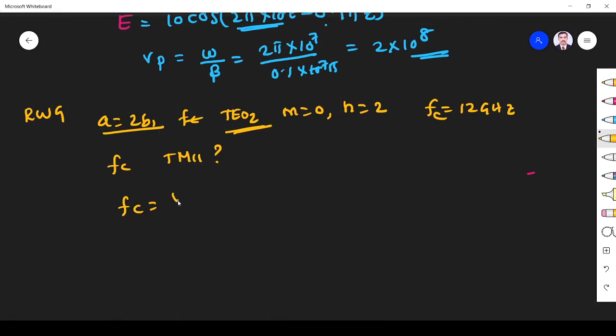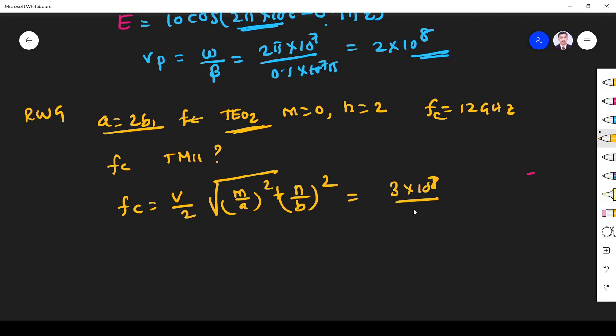We know f is equal to v by 2 into square root of (m by a) whole square plus (n by b) whole square. So v is 3 into 10 power 8 divided by 2. For TE02, m is 0, n is 2, and a is equal to 2b. So what is the cutoff frequency for this mode? That is equal to 12 gigahertz.